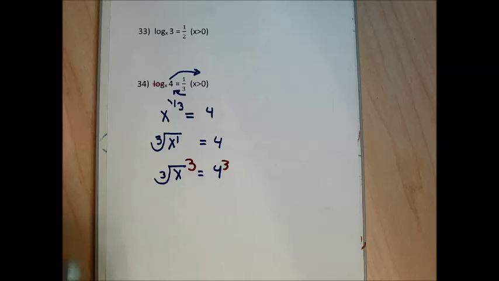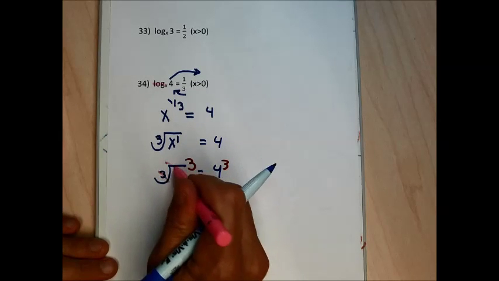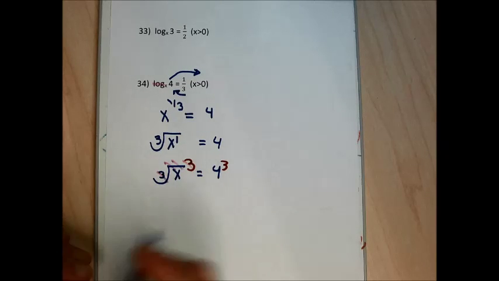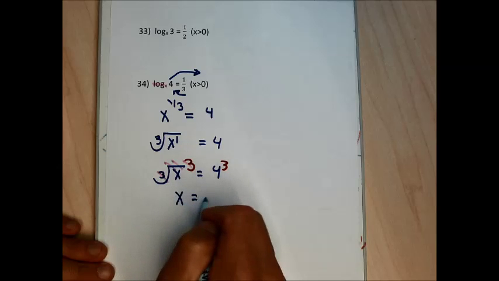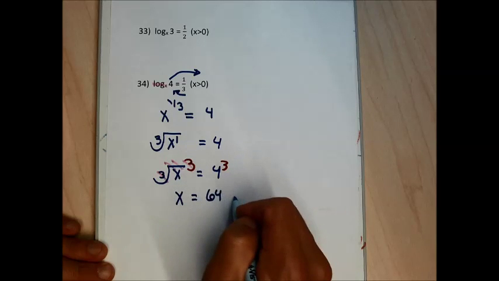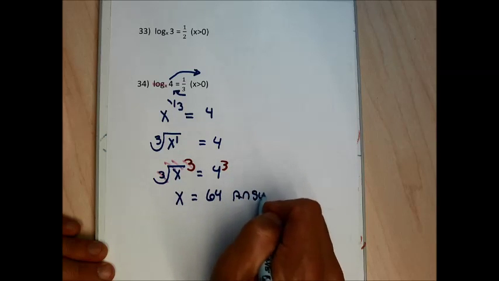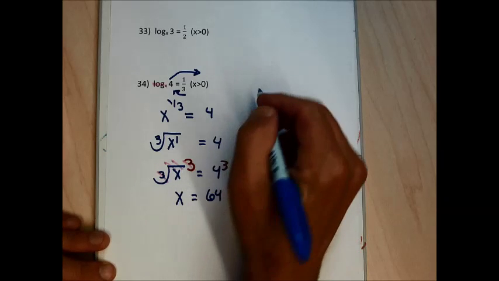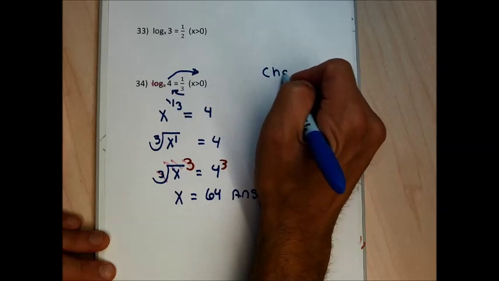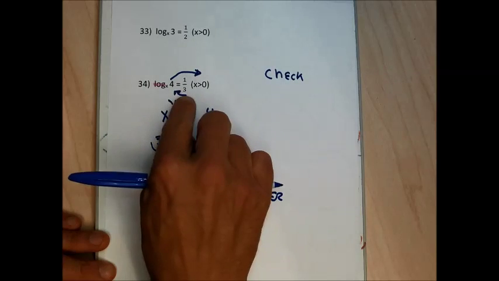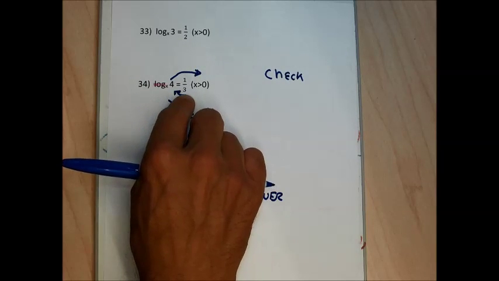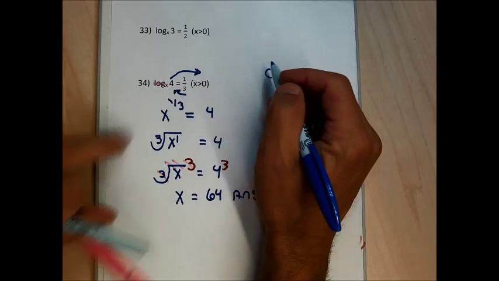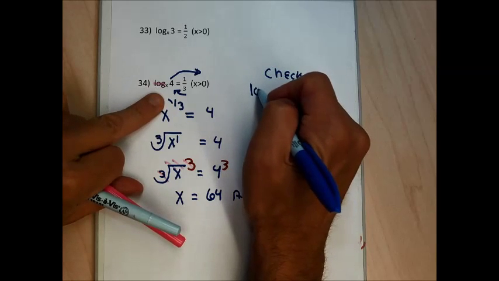On the left-hand side, cubing cancels out a cube root, leaves me with just an x. And on the right-hand side, 4 cubed is 64. That's supposed to be my answer to problem 34. When I go to check it, it's a little bit tricky because the right-hand side's a fraction. When I go to check it, I'm going to get an ugly answer for a second that I'll have to math enter to make it into that fraction.